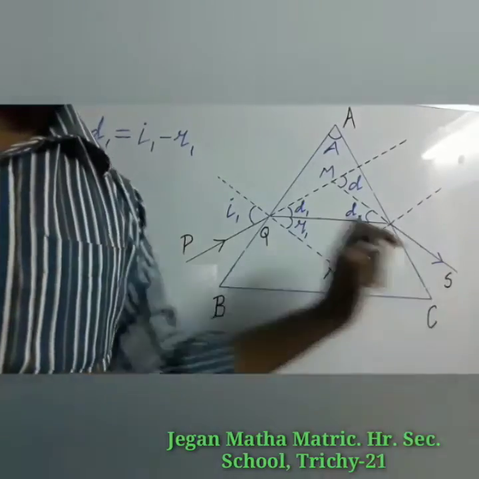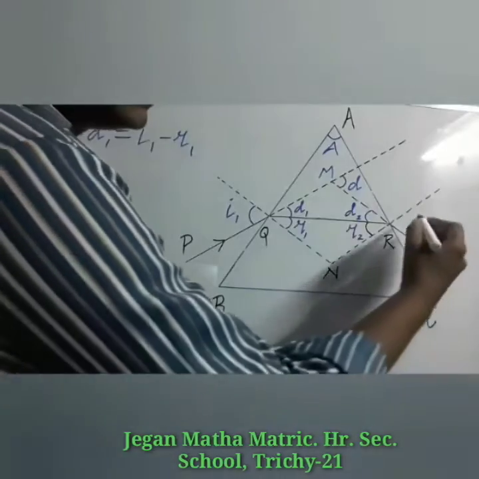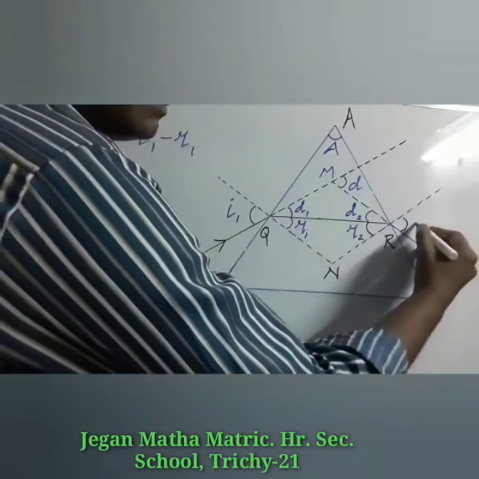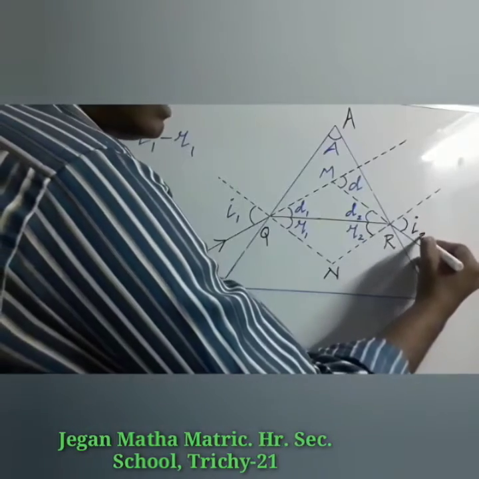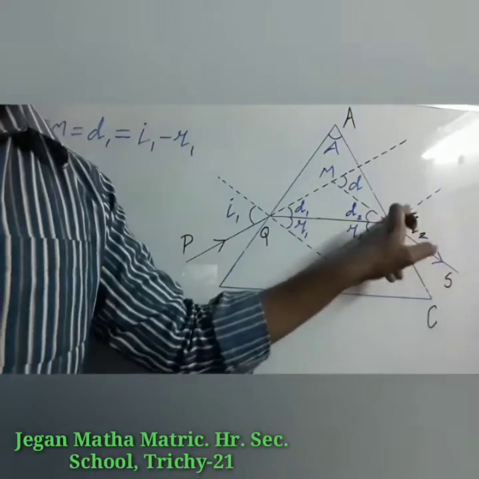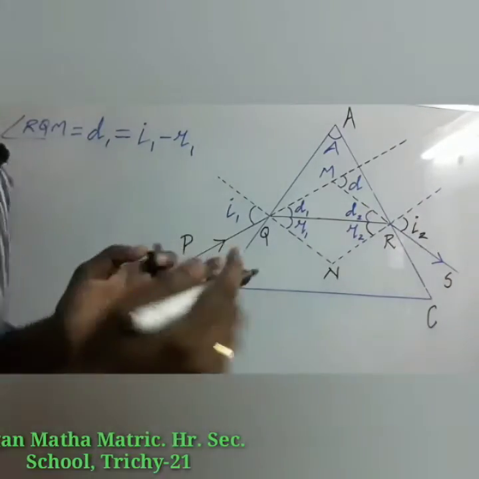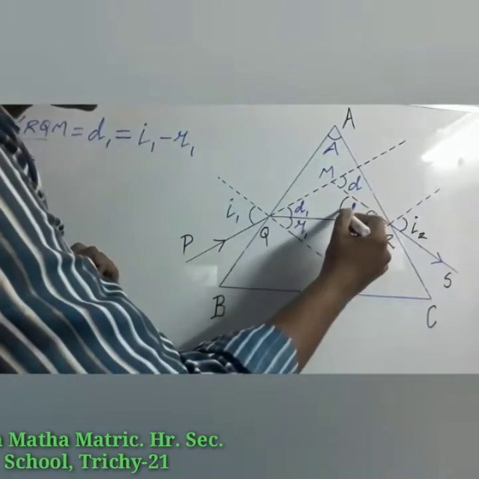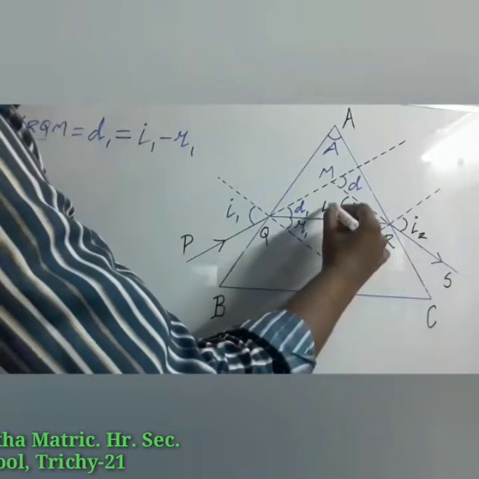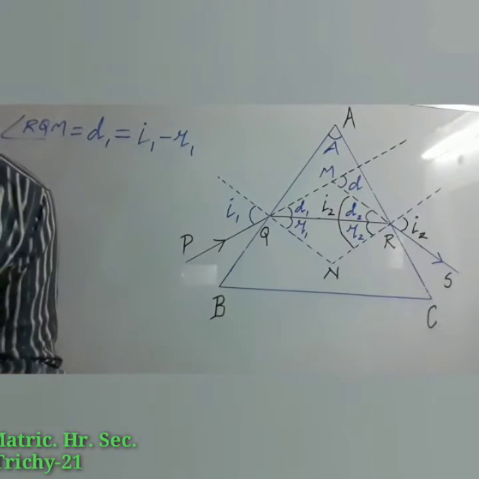Here I have told RS is the emergent ray. So the angle between the normal and the emergent ray is known as the angle of emergence, which is given by the letter I2. Here we have noted down that angle as I2. So the opposite angle will be equal to I2. That means from this external line to the normal, that will also be I2.